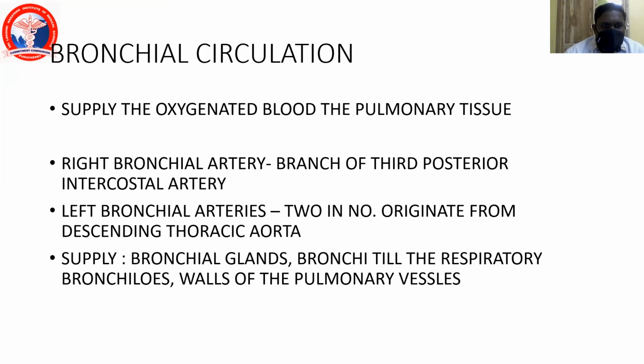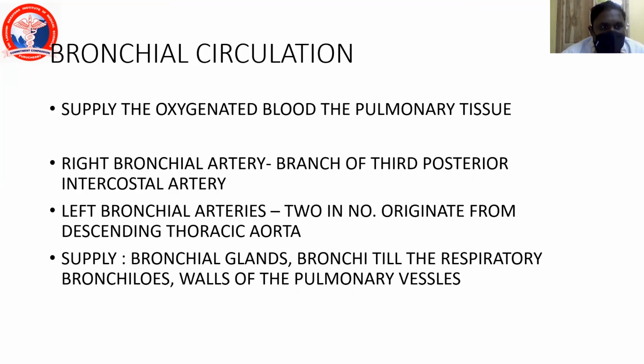Bronchial circulation supplies the oxygenated blood of pulmonary tissue. Right bronchial artery, left bronchial artery. Right bronchial artery is the branch of third posterior intercostal artery. Left bronchial artery, two in number, originates from the descending thoracic aorta. This is very important. Multiple choice question which they will ask surely in entrance exams.